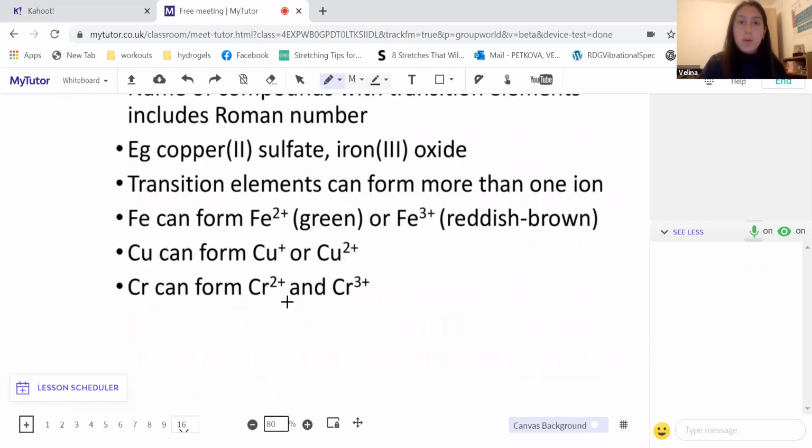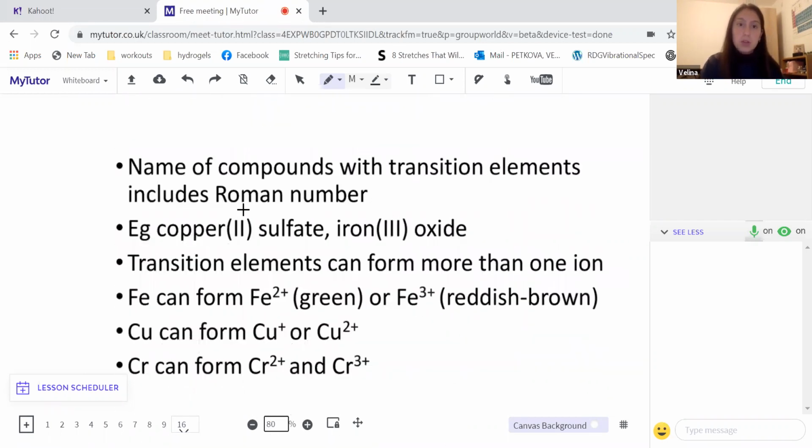So names of compounds with transition elements include Roman numbers. So it's these numbers that we're talking about. Do you need the colours of the elements? Sometimes copper sulfate, the colour of that does come up. It might be just good to remember that copper sulfate is blue, that copper in general forms blue compounds. So that may come up. So we're going to have some questions with transition metals later on.